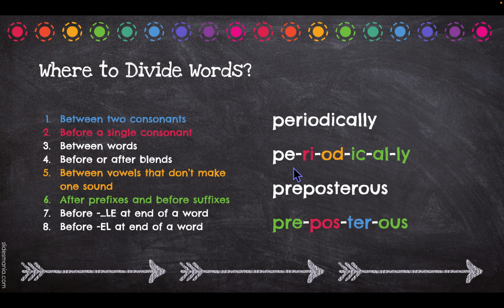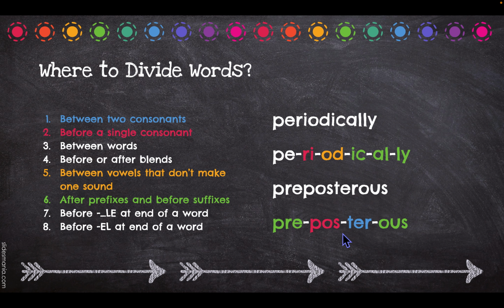Remembering that generally, vowels at the end of a syllable say their long sound. We will learn more about that on the next slide. Right here, we have a prefix, so we will split here. And we have this suffix here. So we want to divide after prefixes and before suffixes.